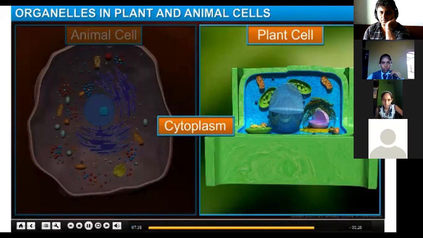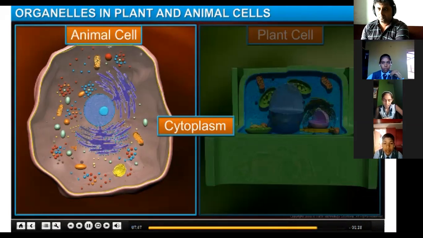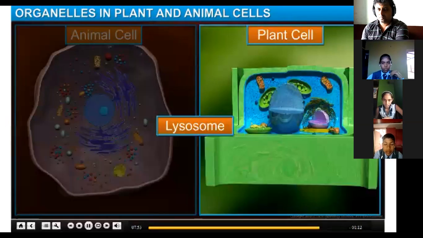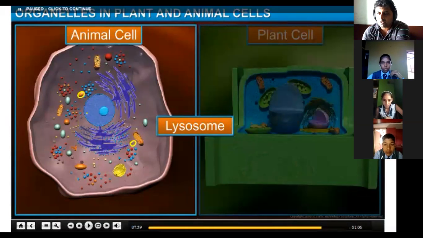The cytoplasm of plant cells is pushed to the periphery by the large vacuole. In animal cells, the cytoplasm is dense and fills the entire cell. Plant cells have fewer or no lysosomes compared to animal cells. My dear students, what are lysosomes?